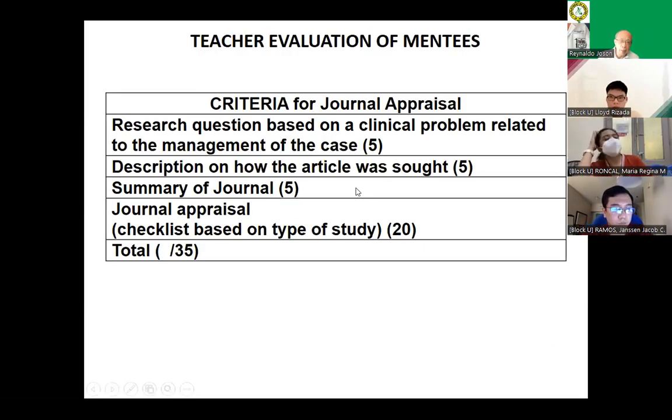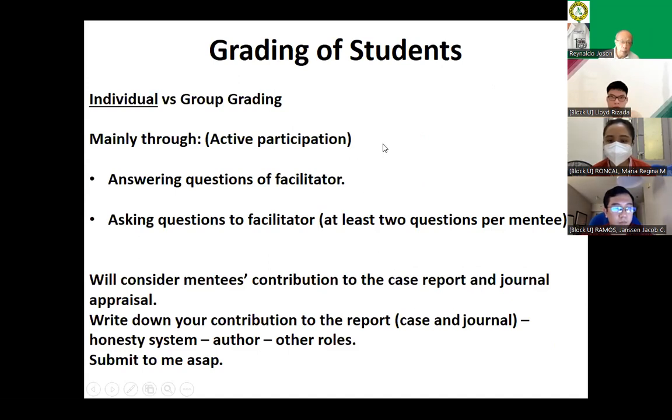So these are the basis for the criteria for your journal appraisal. I suppose you know that already. So the grading will be individual instead of group grading. Mainly through active participation, answering questions from me, and asking questions to me, at least 2 questions per mentee. I encourage that. And then I will also consider your contribution to the case report and journal appraisal. So, Sandra, can you write down later on the contribution of each member to the case and the journal report? Yes po, sir. We'll send po to you. Okay.